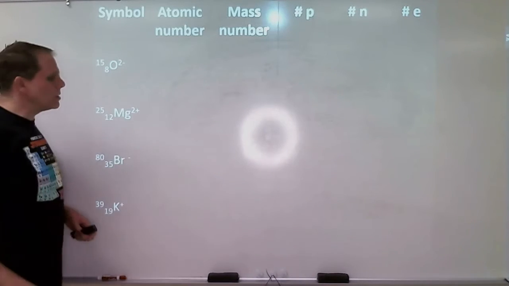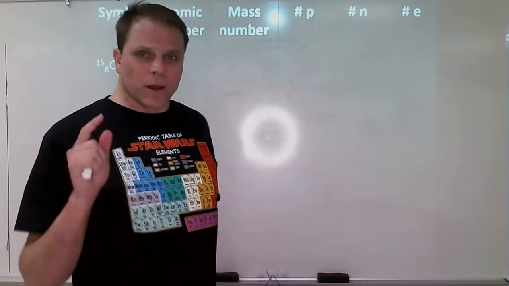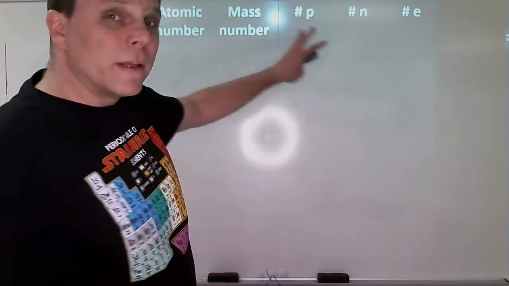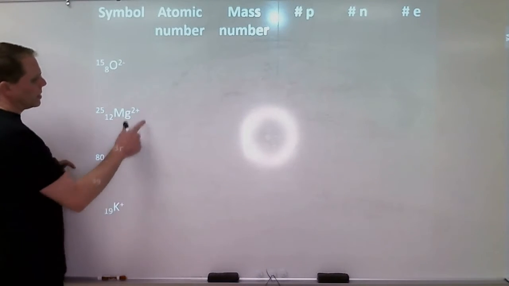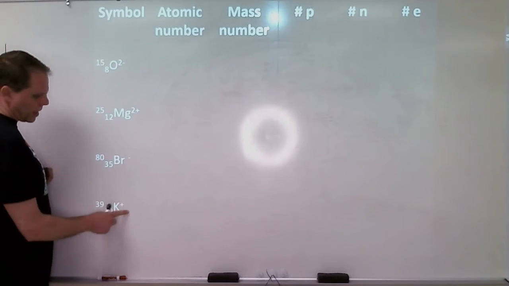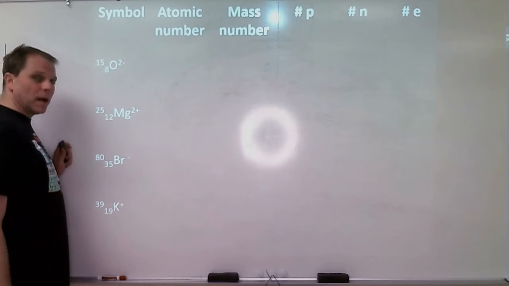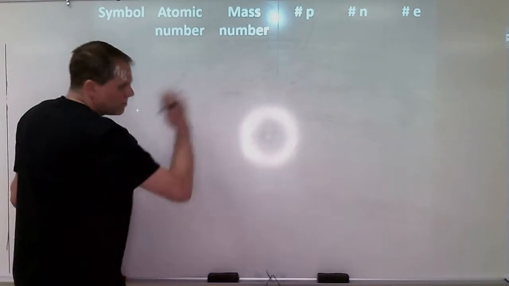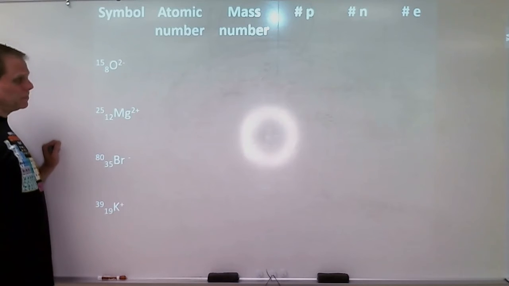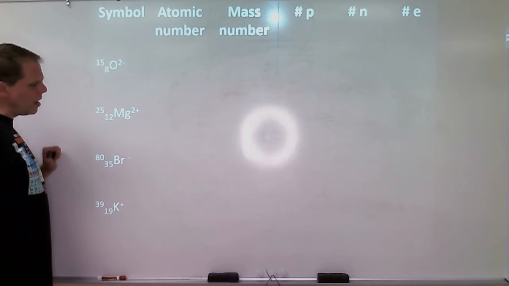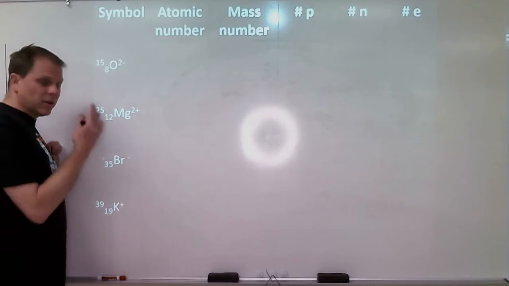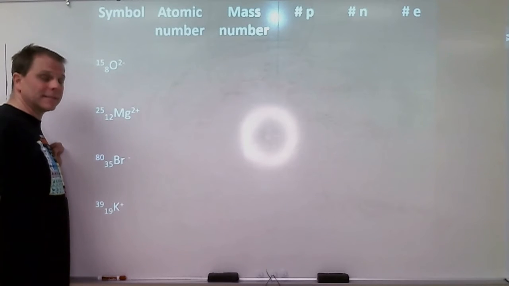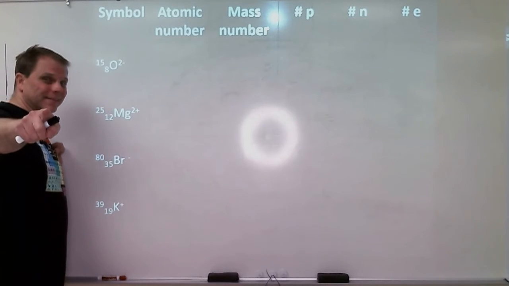All right, so what I want you to do now is take a minute. You're going to pause and practice. You're going to try and fill out this table. Now you'll notice that we have oxygen 2 negative, magnesium 2 positive, bromine 1 negative, and potassium 1 positive. I want you to try and figure out the rest of this table. Fill it out based upon what you see here as an ion. So you've been able to do this with atoms, but can you do it with an ion? Let's see. Pause it and practice.